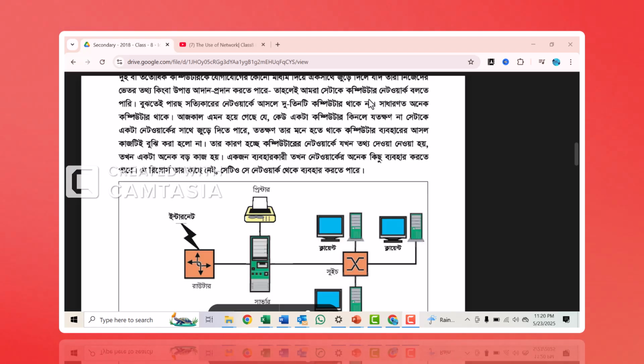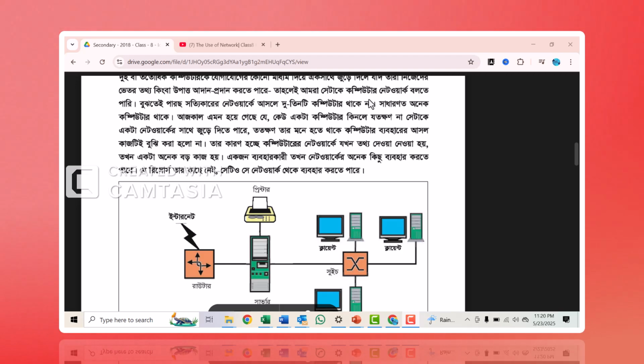Today we are diving into lesson 4 computer networks and lesson 5 internet in education from the class 8 ICT 2025 textbook. Lesson 4 computer networks. First I will tell what a network is. A network actually is a system where multiple devices are connected to share data and resources.